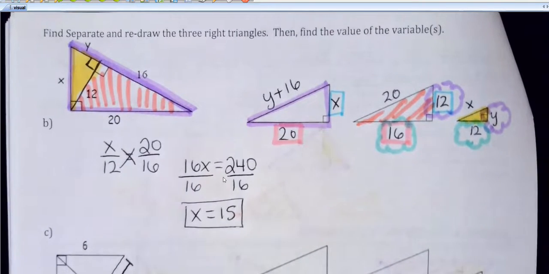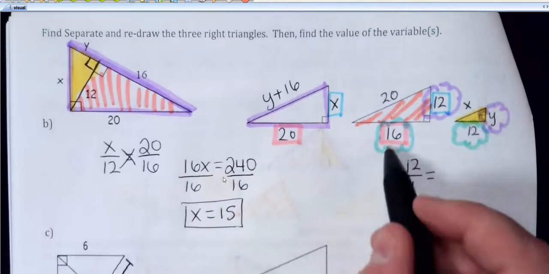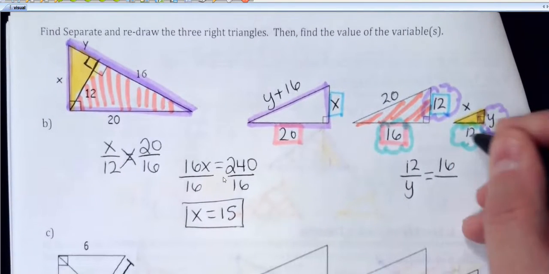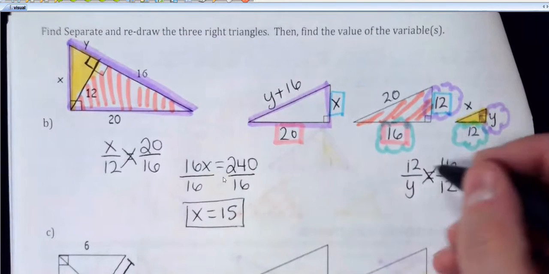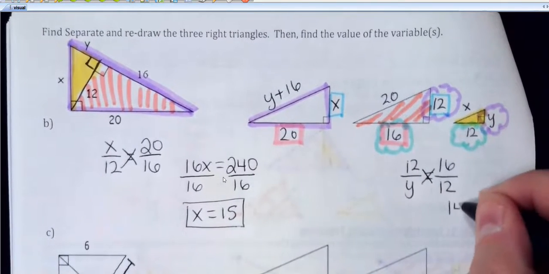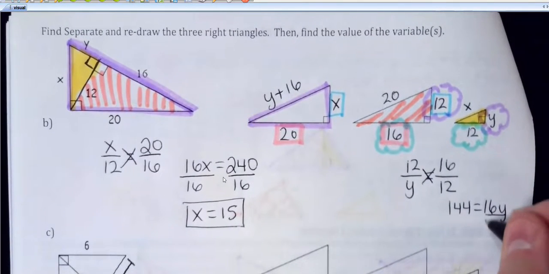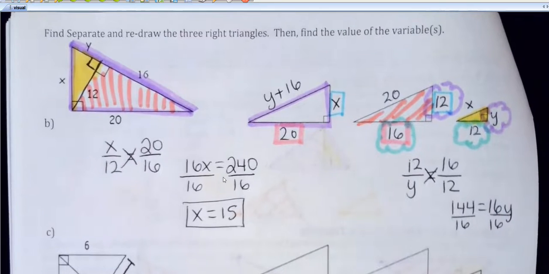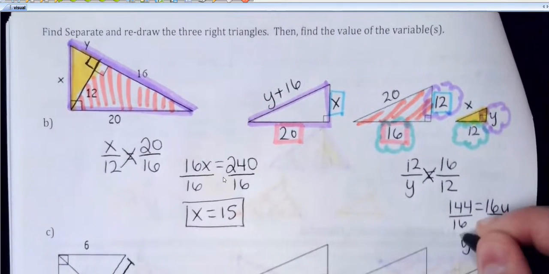So the 12 in the medium triangle corresponds to the y in the baby triangle. The 16 in the medium-sized triangle corresponds to the 12 in the baby triangle. And we're just going to cross multiply. If you get something where your cross products are the same, don't think you're doing anything wrong. That's going to happen in several of these questions today. So 12 times 12 gives you 144, and then 16 times y. We're just going to take 144 divided by 16 to get our y value, which is going to be 9 there.